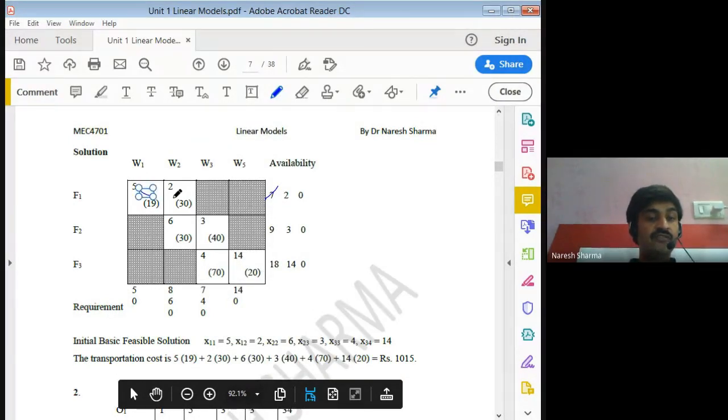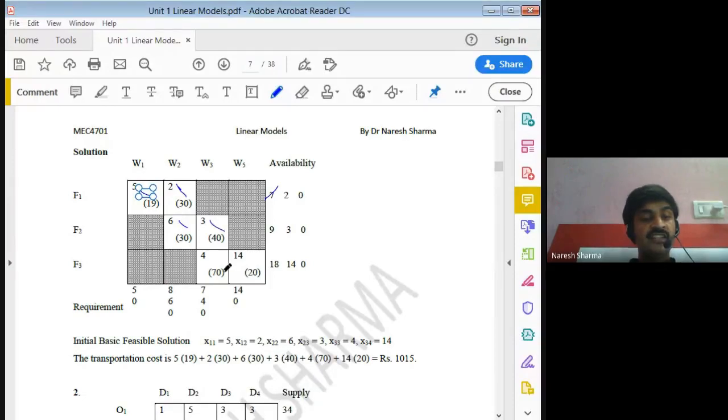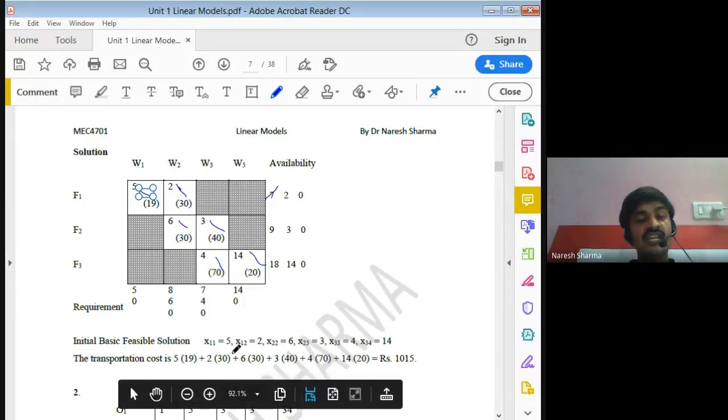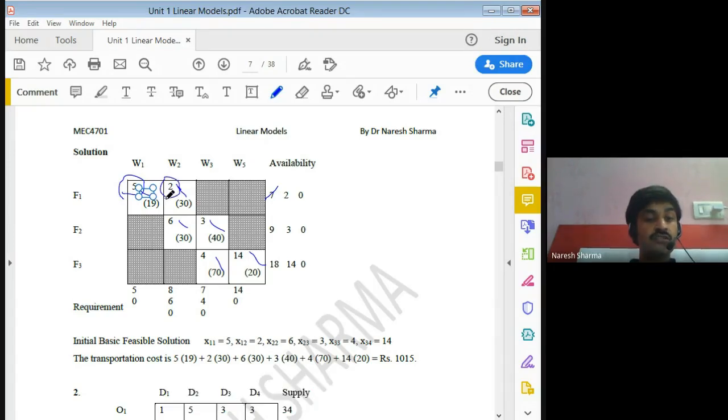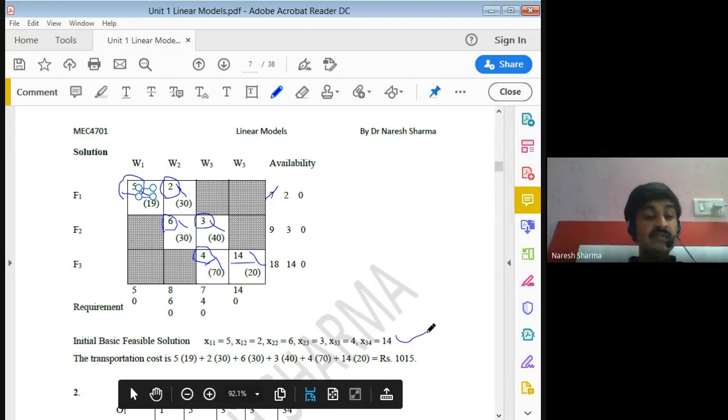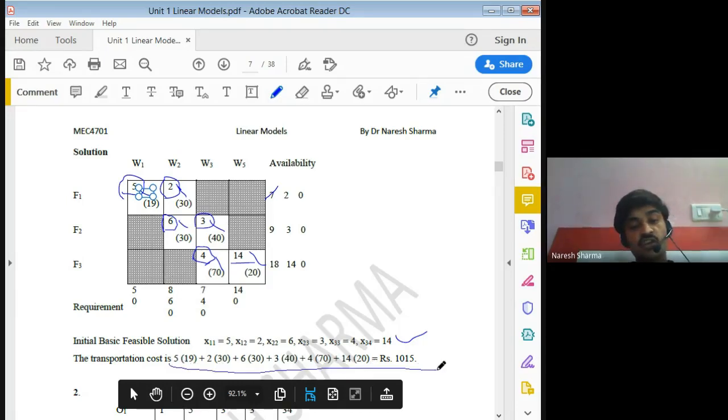The corresponding values, if you multiply, as I already said, give your initial basic solution. That is your cost. So the solutions are: the first location value is 5, that is x11. This is x12, that is 2. This is x22, the value of the variable is 6. x23, the value of the variable is 3. This x33 is 4, and x34 is 14. These are only the initial basic solutions. Similarly, you multiply all these corresponding values with the cost, and you get the transportation cost. In this particular example, it is 1015.